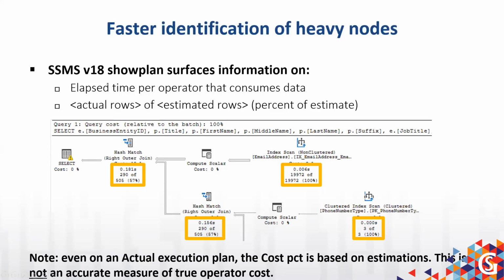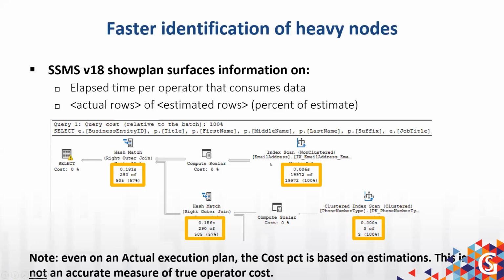So what we've done in SSMS v18 is, as you can see here inside the yellow boxes, just for highlight, you see inline the time it took to execute that particular operation and the amount of actual rows out of how many estimated rows were tackled by that operation. So for example, I see here that this non-clustered index scan actually read 19,000 rows out of 19,000 estimated. So 100% coverage. This means that the estimations are accurate, and therefore we have fairly good confidence that this is the right operation, an index scan, to retrieve that data.